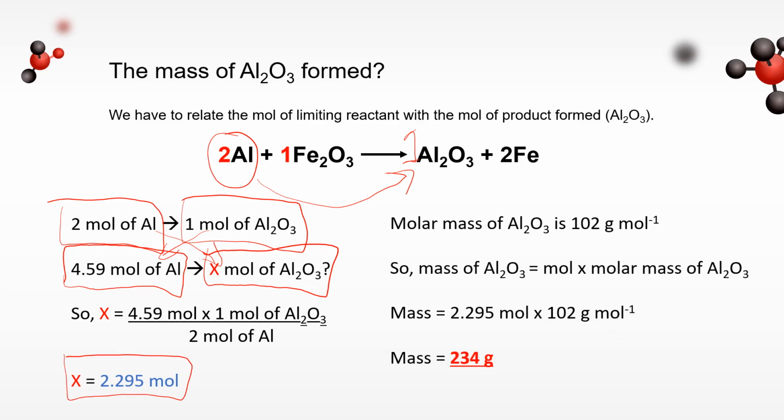Next, we have to find the molar mass of aluminum oxide. This one is already calculated. So the molar mass of aluminum oxide is 102 gram per mole. To find the mass of aluminum oxide, we have to multiply the moles and the molar mass. So we get the mass of the aluminum oxide here, 2.295 mole times 102 gram per mole. So we get the mass of the product formed here is 234 gram.